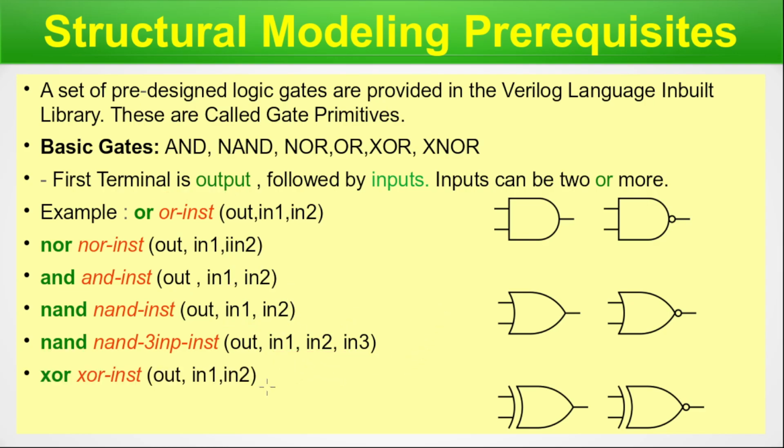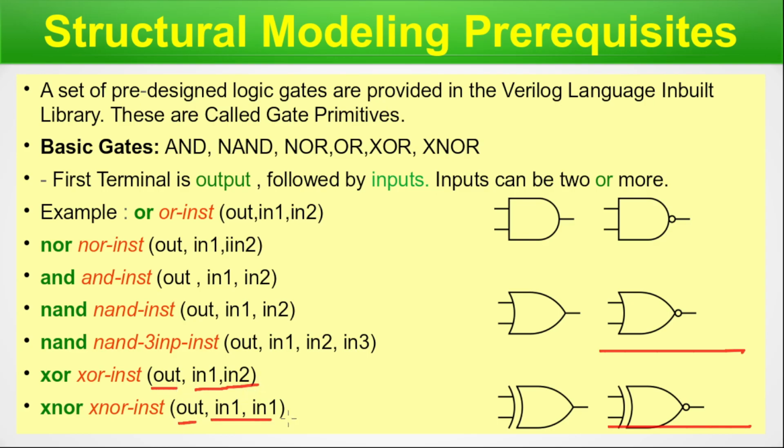Next comes the XOR. It has a similar structure. And next comes the XNOR. Similarly, the first is the output and the following ports are input ports. So this should be the syntax. The first one is the reserved keyword, like NOR, and you are very much familiar with these names, so these are very easy things to remember.